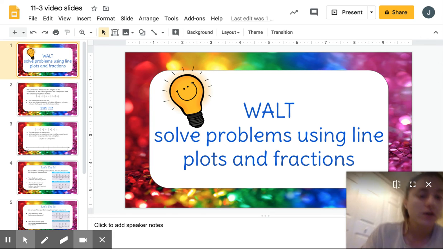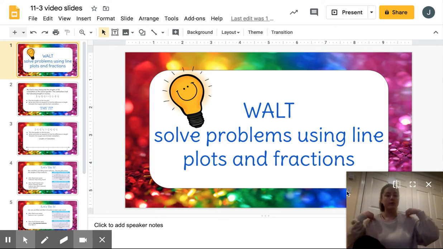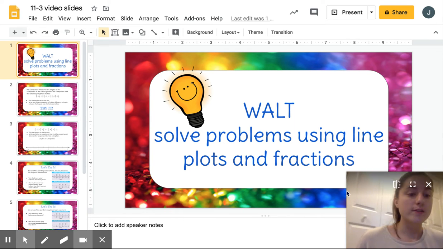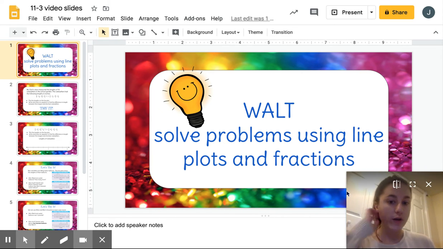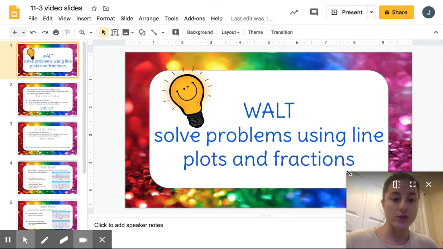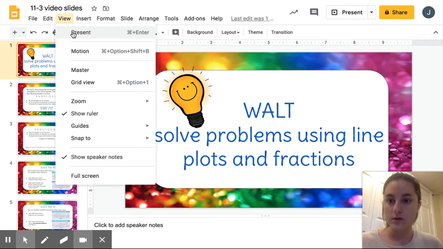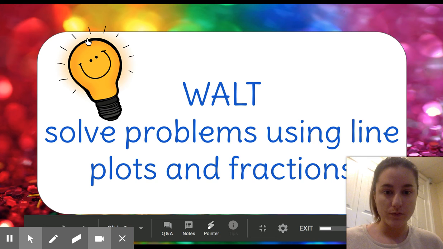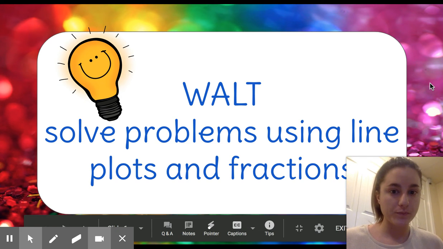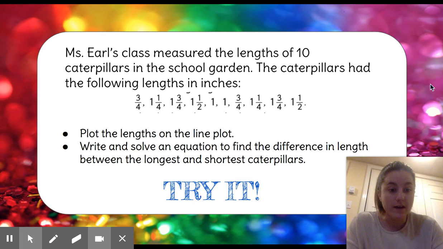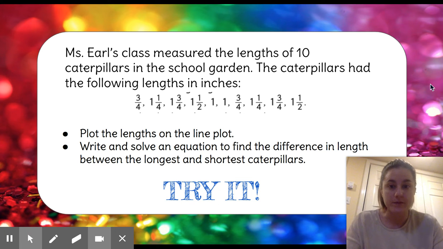Hi guys. Okay, we are continuing with line plots and fractions. So today, our WALT: we are learning to solve problems using line plots and fractions. Solve and share. So again, I will read it and then you pause me and try it.